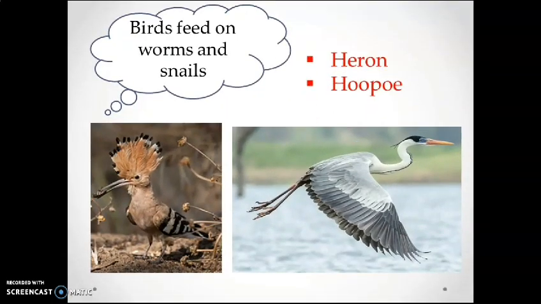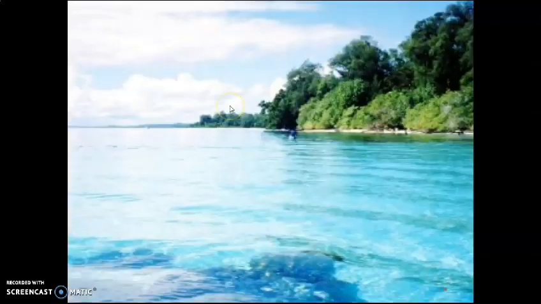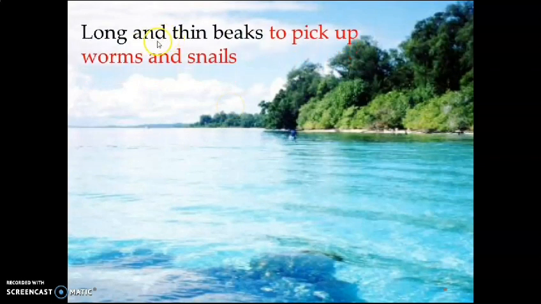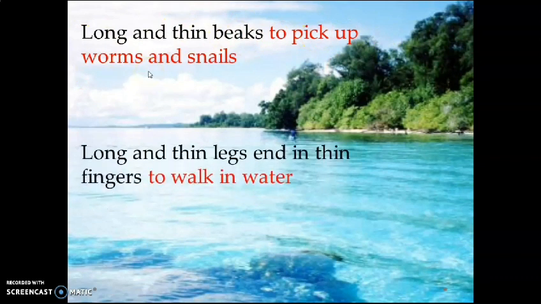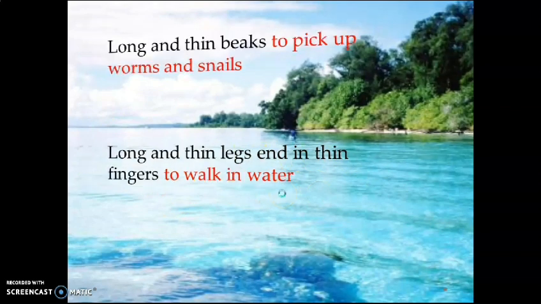The second type of birds feed on worms and snails, like heron and hoopoe. They have long and thin beaks. Give reason: they have long and thin beaks to pick up the worms and snails. And they have long and thin legs and thin fingers, to walk in the water.